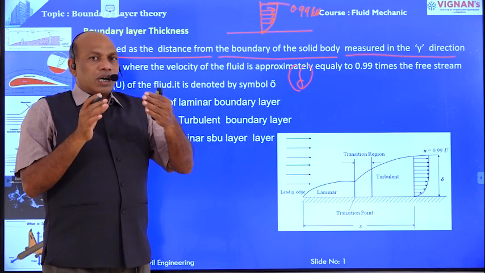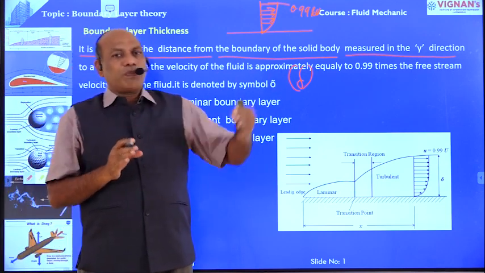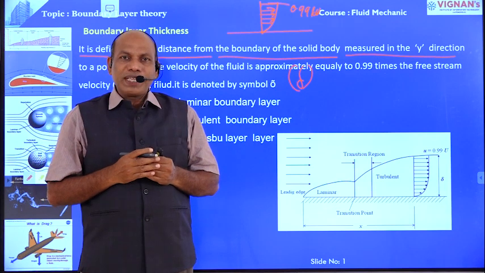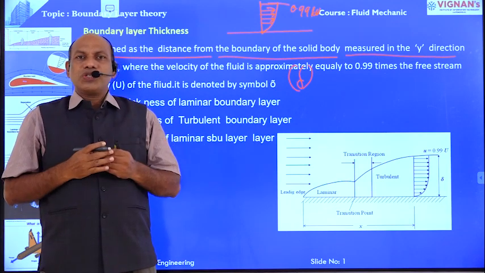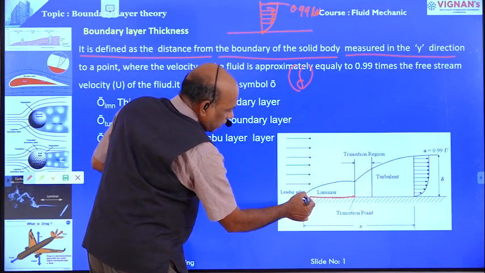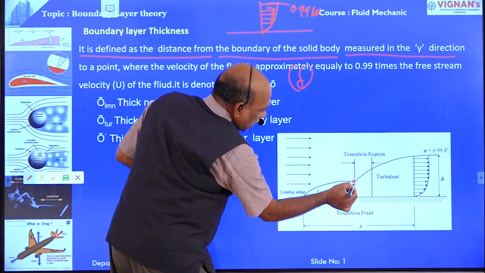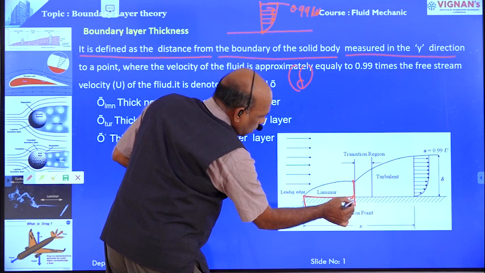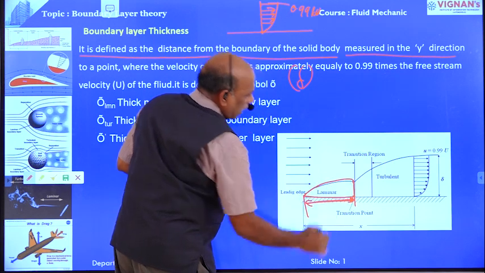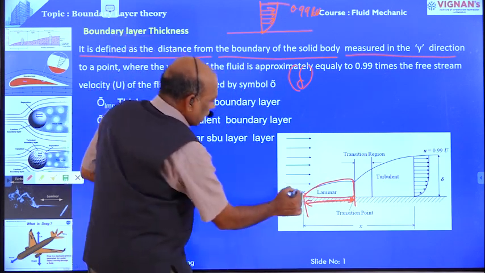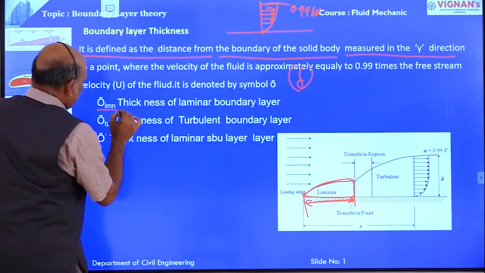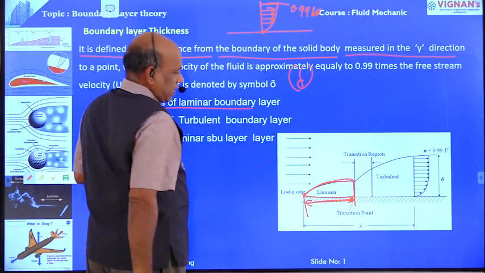The boundary layer along the length of the boundary, along the length of the channel, is classified into three zones: the laminar boundary layer, the transition zone, and the turbulent boundary layer. Right here, this is the boundary. This zone is known as the laminar zone, and this thickness is known as the laminar boundary layer thickness, denoted by delta laminar.